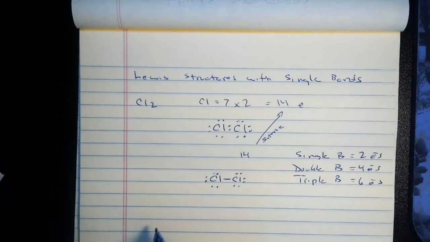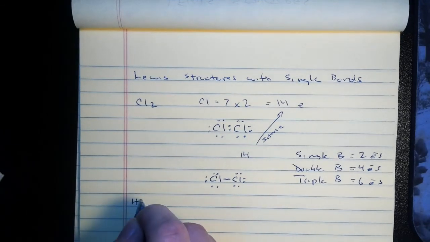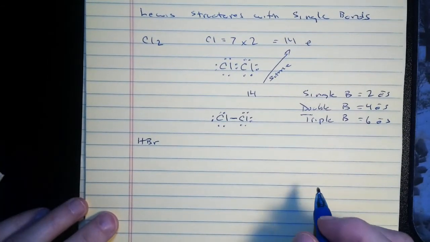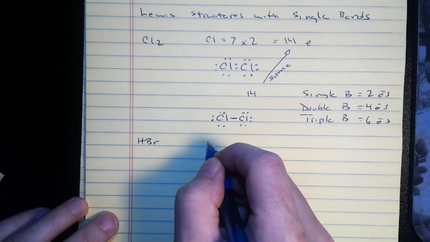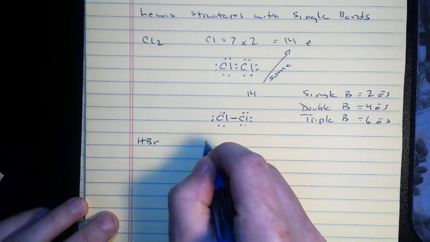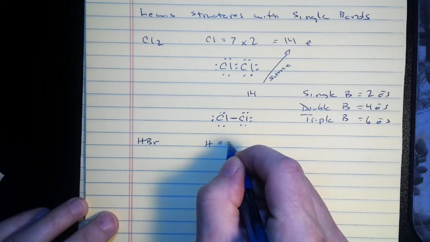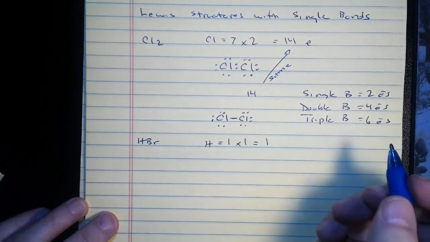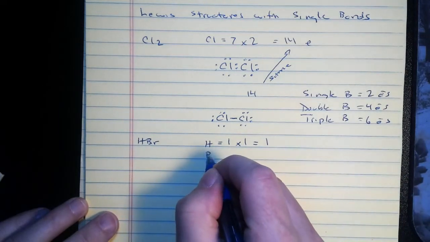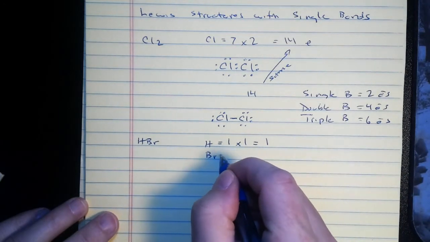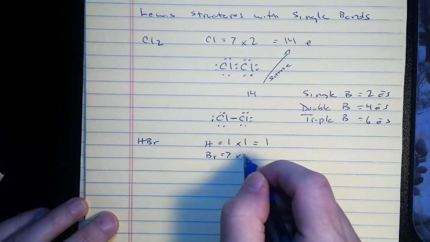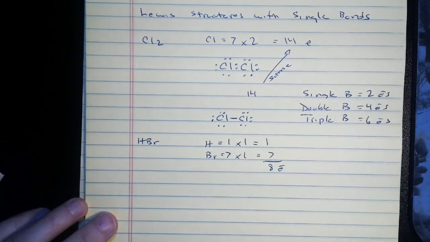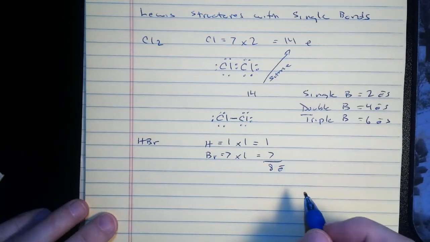Let's do another one: hydrogen bromide, HBr. It's not going to be so hard. H has 1 valence electron times 1 atom is equal to 1 electron it brings to the party. Bromine's in group 17 again, so it has 7 outer electrons times 1 atom is equal to 7, and they total up to 8 electrons. Remember, E with a line over it means electrons.